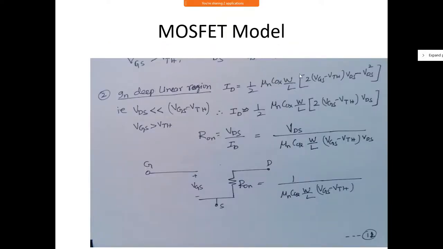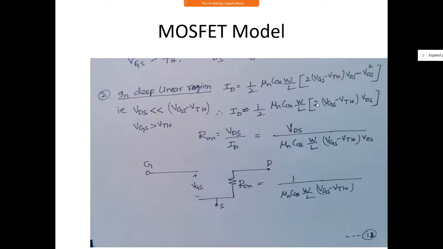This is the expression for ID in the linear region, but in the deep linear region, VDS is far less than VGS minus VTH, because you are operating at a very small value of VDS. So when VDS is very less, shall I neglect this VDS square? Yes, because it's very small. If it is 0.1, the square is 0.01, so it is significantly less. So we will neglect that term. You can see this square term is no more here. ID is now approximately given by this.